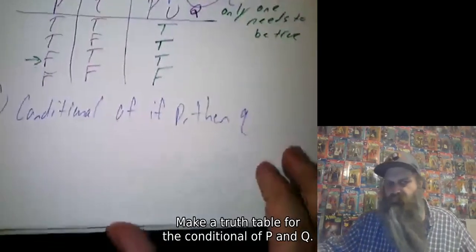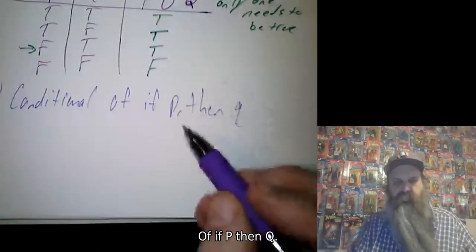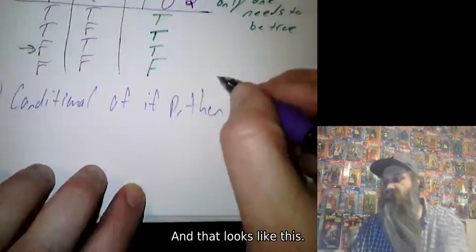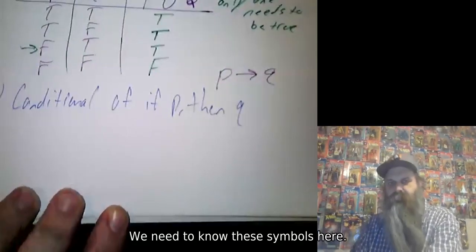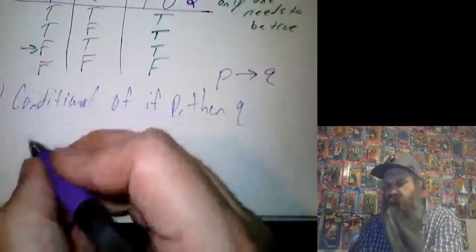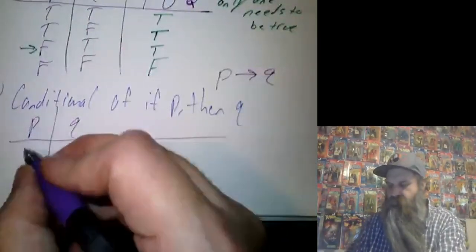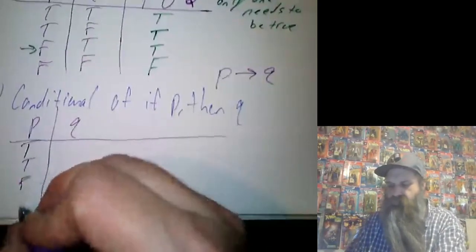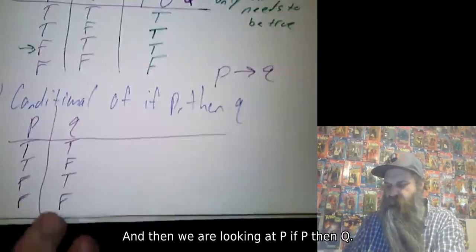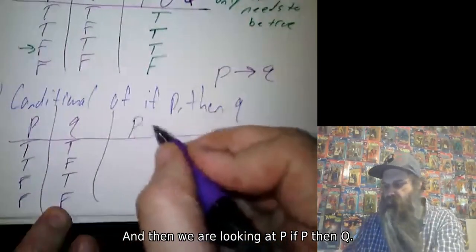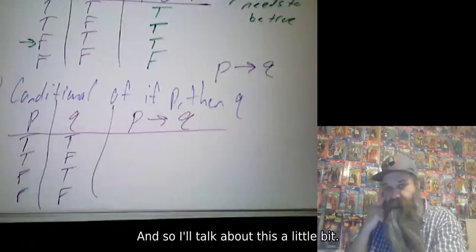Finally, make a truth table for the conditional of P and Q, of if P then Q, and that looks like this. That's the symbol. You need to know these symbols here. So we have our P, our Q. Again, it's going to go true, true, false, false, and true, false, true, false. And then we are looking at P, if P, then Q. And so I'll talk about this a little bit.